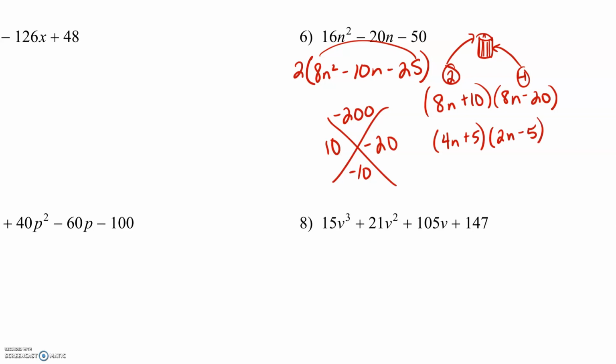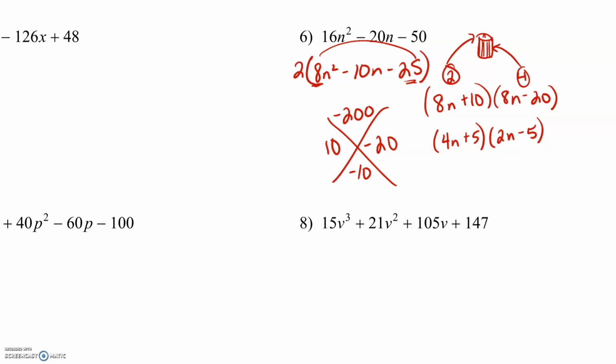Now you can double check by multiplying those first terms together. 4 and 2, which would equal 8. And the last terms, 5 and 5, would be negative 25. Well, 5 and negative 5. So you can double check really quick by just multiplying the first and the last terms. Because if your first and last terms give you the correct numbers, chances are your middle term is going to give you the correct number.